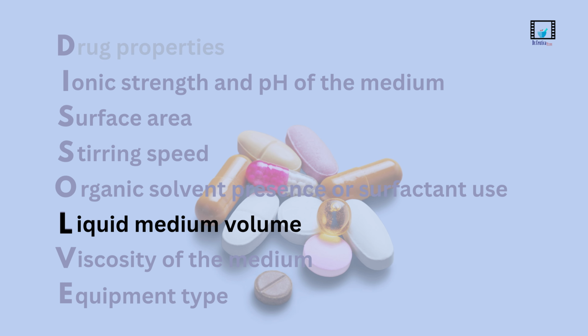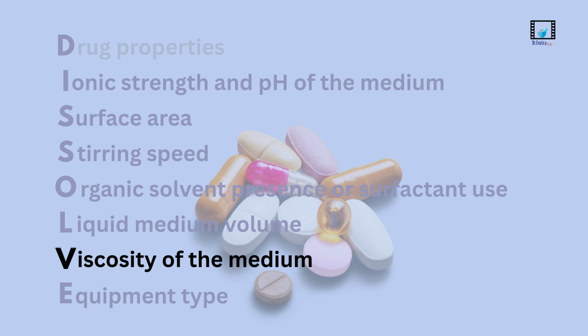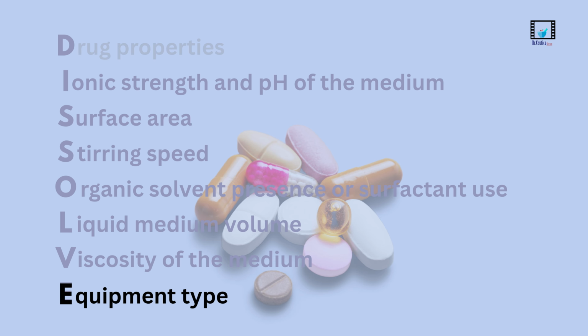And V is the viscosity of the medium. Increased viscosity slows down molecular diffusion, thereby reducing the dissolution rate. This factor becomes especially relevant when polymeric media or hydrogel matrices are used. The final letter E is the equipment type. Each USP apparatus creates distinct hydrodynamic conditions influencing the reproducibility and comparability of dissolution data. Choosing the correct apparatus for the dosage form is critical for valid results.